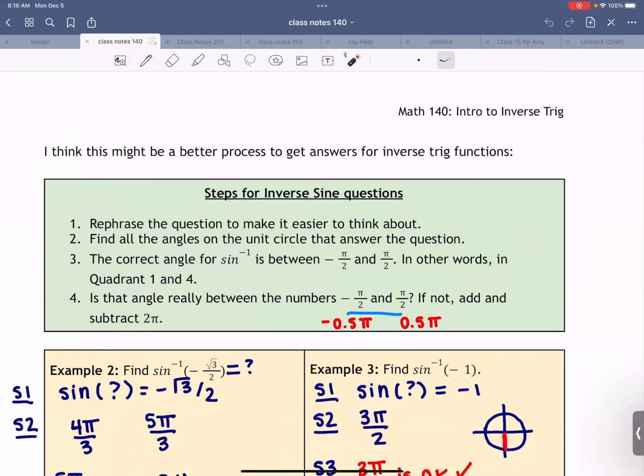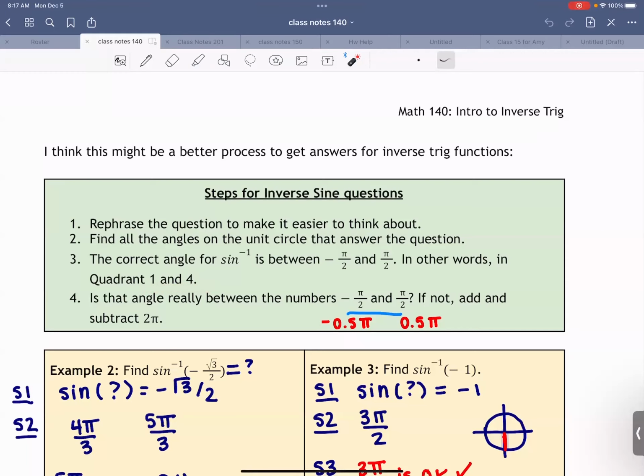Third, we talked about sine, and we said that sine didn't actually pass the horizontal line test, which meant that it didn't actually have an inverse. To combat that, we did this thing called restricting the domain, which we'll talk about later for cosine as well. But we said that the answer for inverse sine can only be in quadrants 1 or 4. It can't be in any other quadrants. So we have to look at our angles and make sure that it's in the correct quadrant.